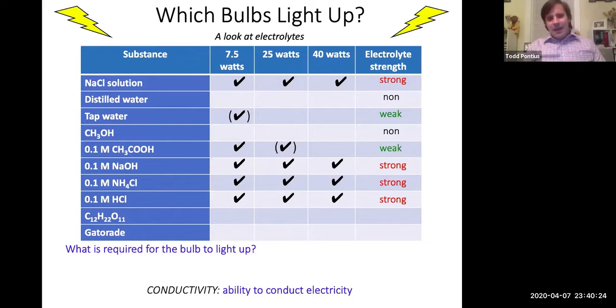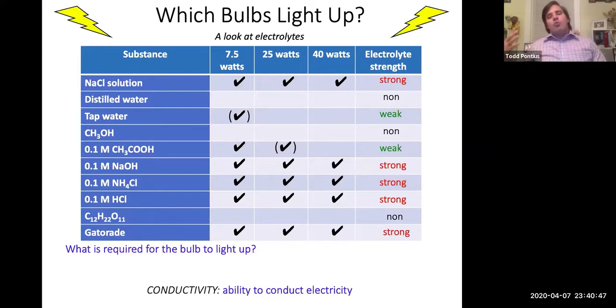Next we have a sugar, C12H22O11, a disaccharide. This one's a non-electrolyte, not going to break apart into ions. And then finally we have Gatorade. Gatorade, big selling point of it is refuel with electrolytes. I mean, they don't say it like that, but it's got electrolytes. It's got various salts in it.